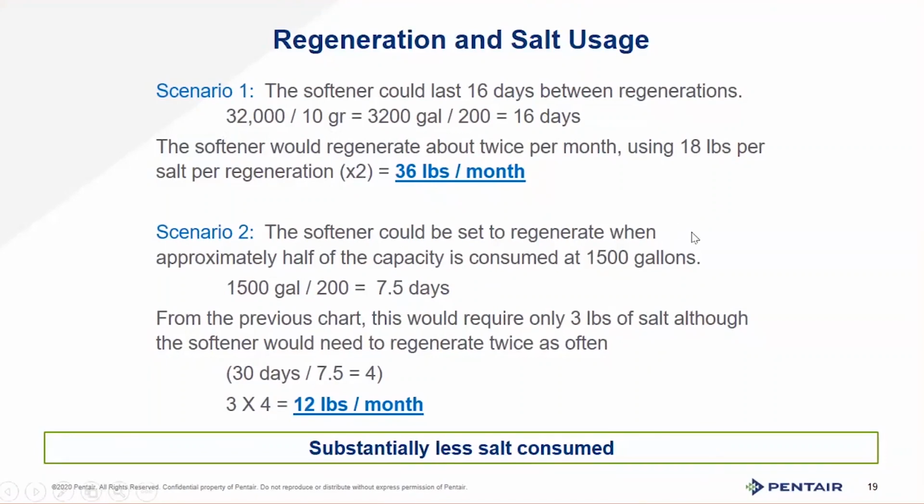Scenario 2 is we drop down to that 15,000 number at 3 pounds and 200 grains. That's going to happen in 7.5 days. So we're going to have 4 regenerations a month in that scenario. At 3 pounds, only 12 pounds of salt are being used. But I've also at least doubled the amount of water we're going to use. Quadrupled it almost in this scenario.